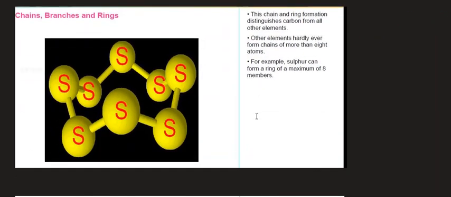And the same tendency is exhibited in sulfur also. So sulfur has got the crown-like structure. So they involve 8 atoms. So what is the atomicity of sulfur here? 8. Okay, so 8 sulfur atoms can form a crown-like structure.